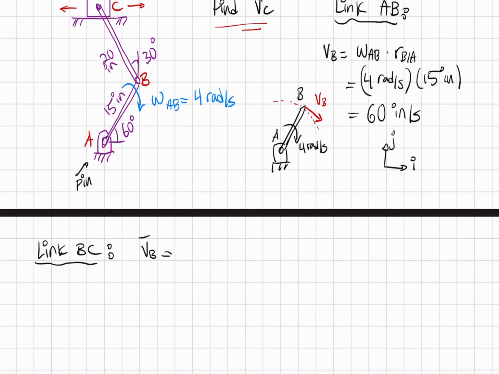So let's see. We have 60 cosine 30, right? If this angle is 60 degrees, this is 30, and this is 32. So that's where the cosine 30 is coming from. So we have this going on. We put a unit vector I in front of it, and then we have minus 60 sine 30 j.